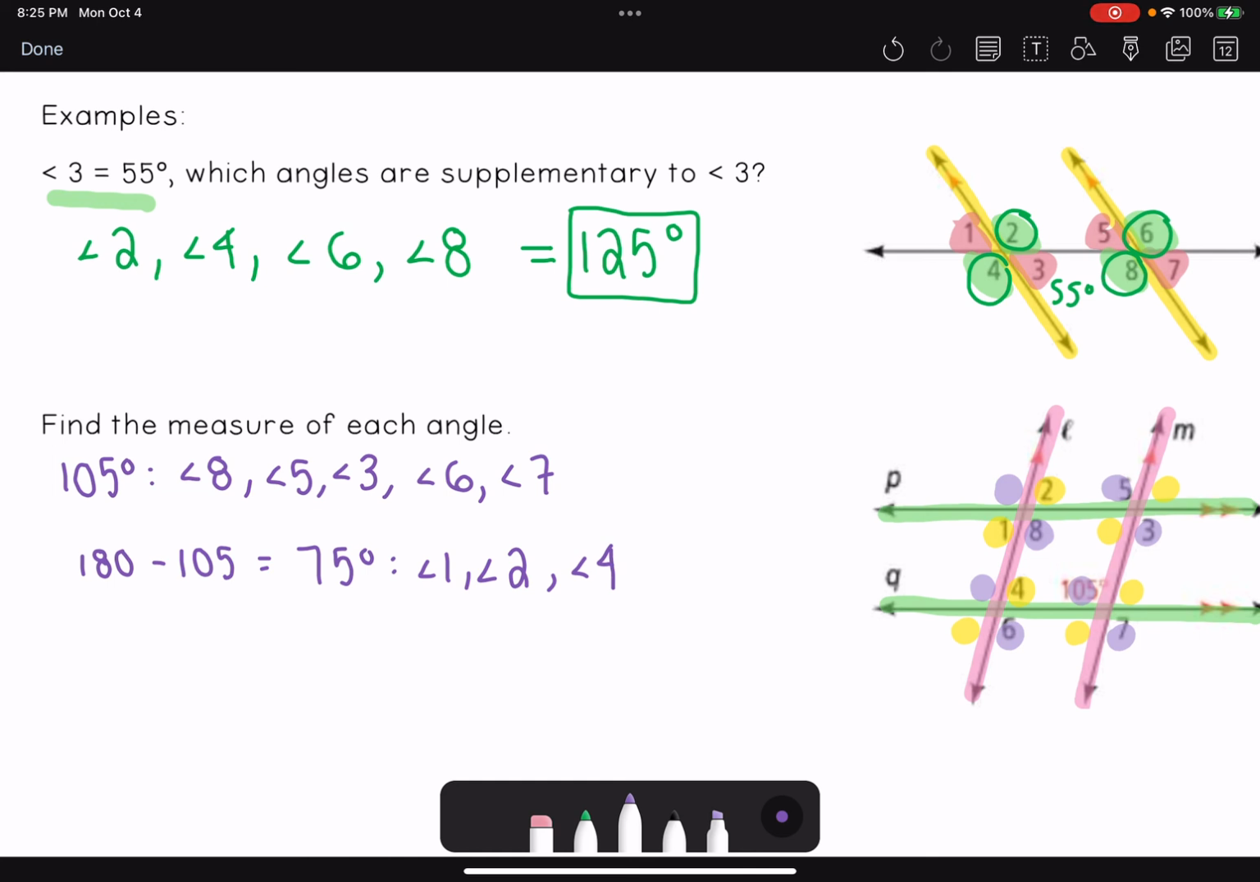So that's it. So you're ready now to do the last page, which is your homework, properties of parallel lines.